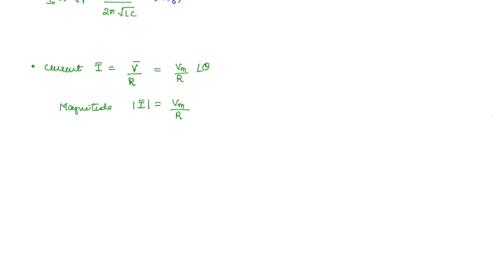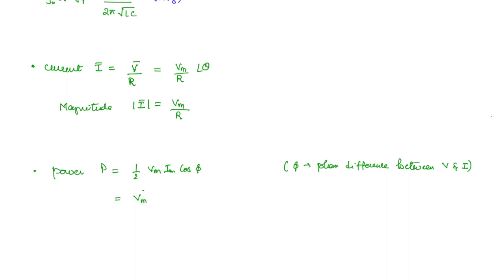Now, what about the power? If you write it in terms of the maximum values, it will be half into Vm into Im cos phi, where phi is the phase difference between voltage and current. How much is the phase difference? It is 0. So, cos phi will be 1. Now, Im, if you write in terms of the voltage, is Vm by R. What will you get? Vm square by 2R. This is in terms of the maximum values.